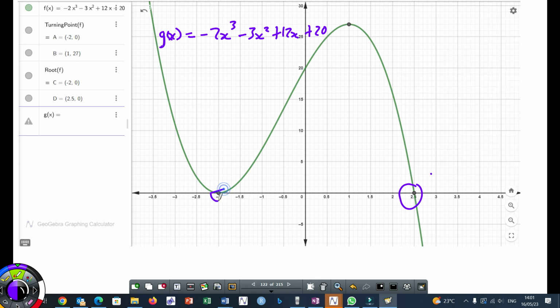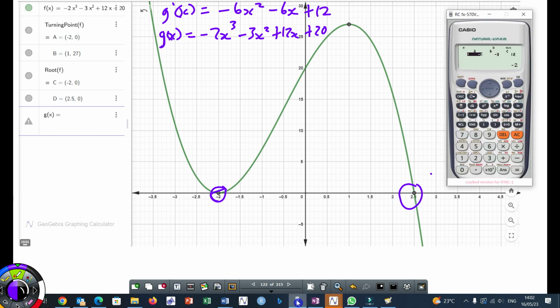So this value here is an x-intercept, and also the x value at the turning point. Then you find your first derivative, which is quadratic. So g prime of x is going to be minus 6x squared minus 6x plus 12. If you want to solve for that, you can also use your calculator. If the person says sketch, that's fine, but if the person says determine the coordinates of the stationary points, then you need to do it the manual way.